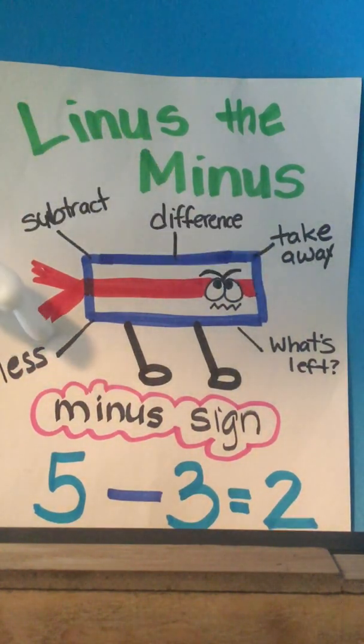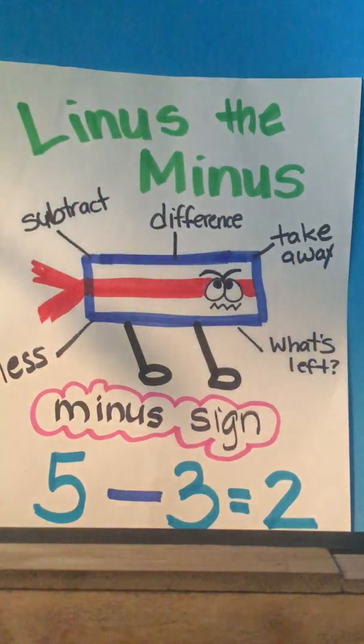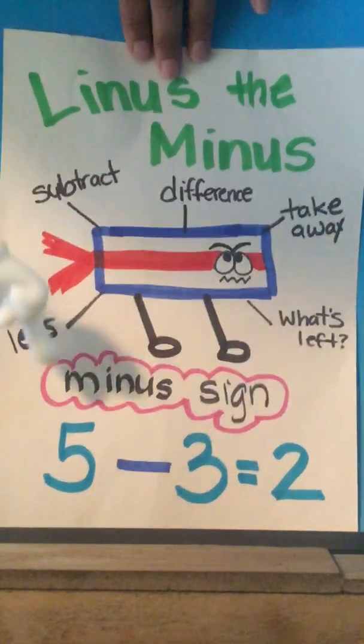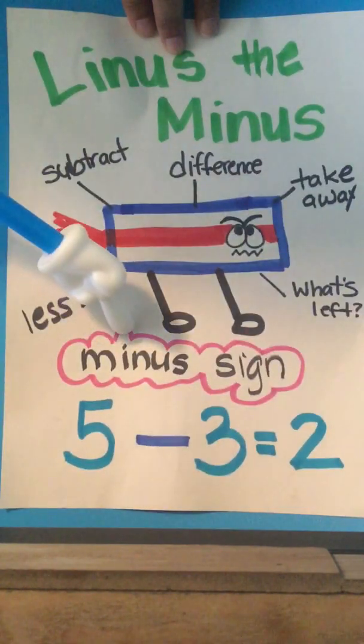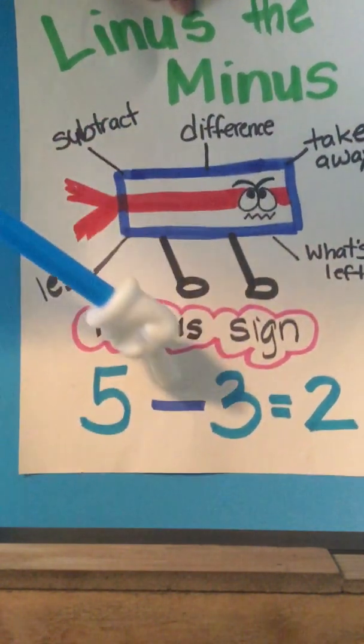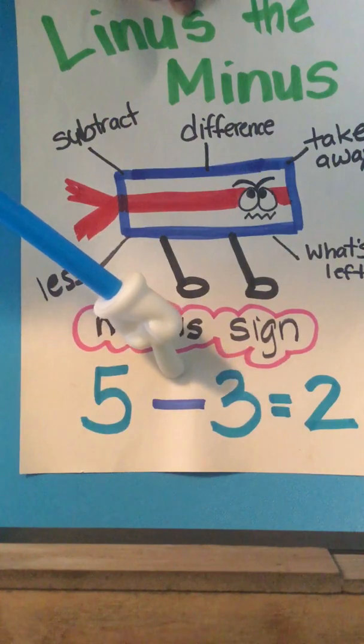And we say less. So we're going to be using who? Linus the Minus. He takes away. Linus the Minus, he finds the difference. Linus the Minus, he shows us less. Linus the Minus, what's left? So don't forget, what is he called? The minus sign. And look, this is how we're going to use them.